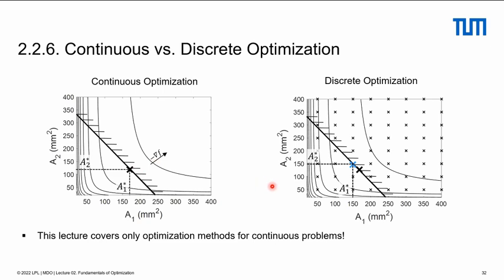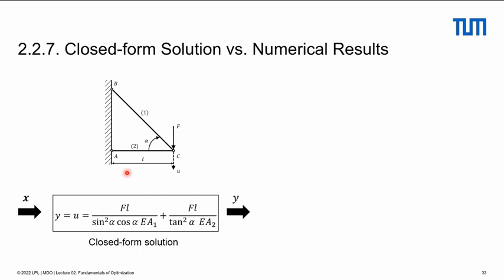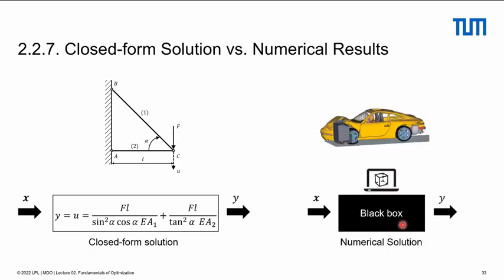But then again, you can often treat discrete problems just as continuous problems. Also important are problems where you can write down the system response in closed form, and this is very rare. Very typical is that you have solvers or algorithms that you provide with some input, and they give you some response, and you don't really know what's going on in there.